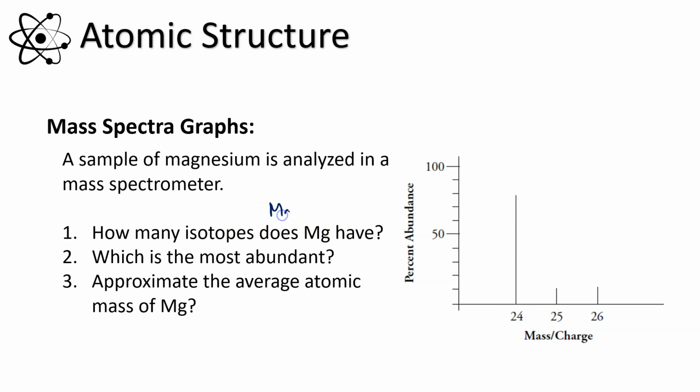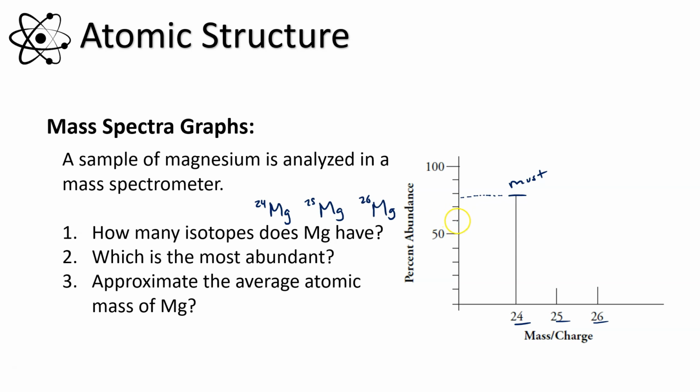I can even be specific about what each one is. Mg with a mass of 24, Mg with a mass of 25, and Mg with a mass of 26. That's what my horizontal axis tells me. I can also find out which is the most abundant based on the heights of the peaks. Mg24 is the tallest. That is the most abundant isotope. I can even make a guess at what its actual percent abundance is.